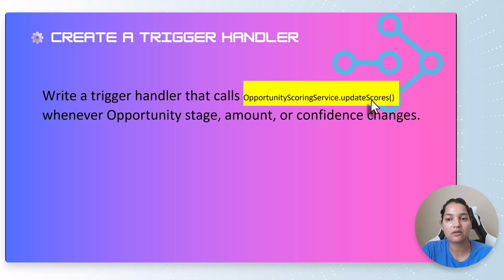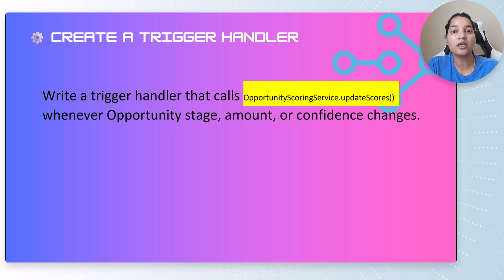And when is this method called? Anytime the stage of the opportunity changes, amount of the opportunity changes, or confidence field on the opportunity object changes, this is the trigger that will be called. And then from the trigger, it's going to go to the trigger handler, and inside of the trigger handler you are basically calling the update scores method.